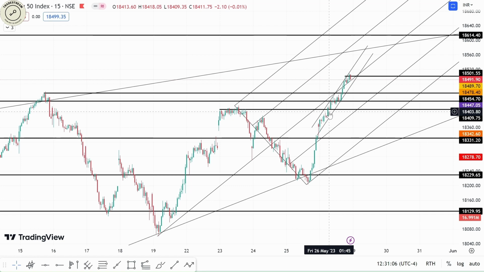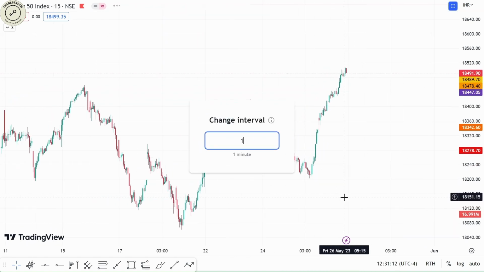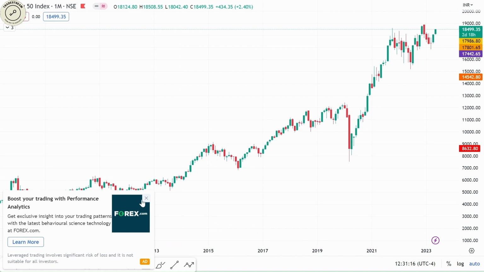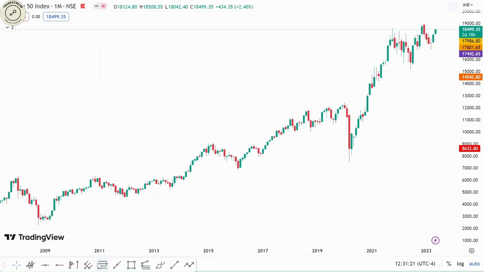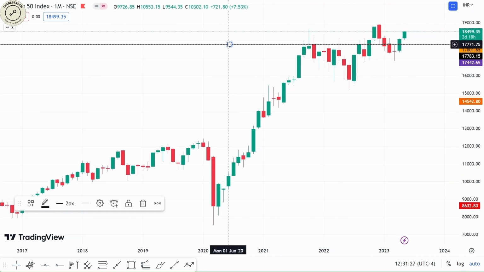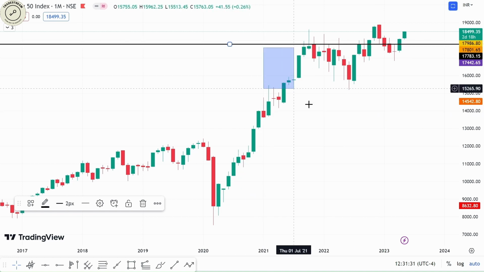Let's just start off. So first I'm going to erase all this, so that I can explain it to you guys. Let's start with the monthly. Let's start by drawing the levels. Let's just mark the levels. I'll start from the monthly so that you don't miss out on any of the important levels.